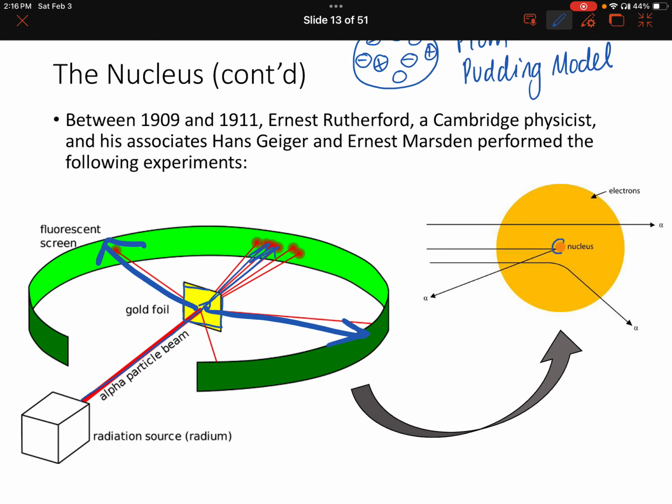So that's how they came up with the idea that there was a nucleus in the middle of the atom, and some of the radiation beams were hitting the nucleus and bouncing off. Or some were just slightly deflected, but some particles did just go straight through because they were passing by the nucleus. So this is how we have our current model of the atom, where protons and neutrons are congregated in the middle and electrons are floating around the nucleus.